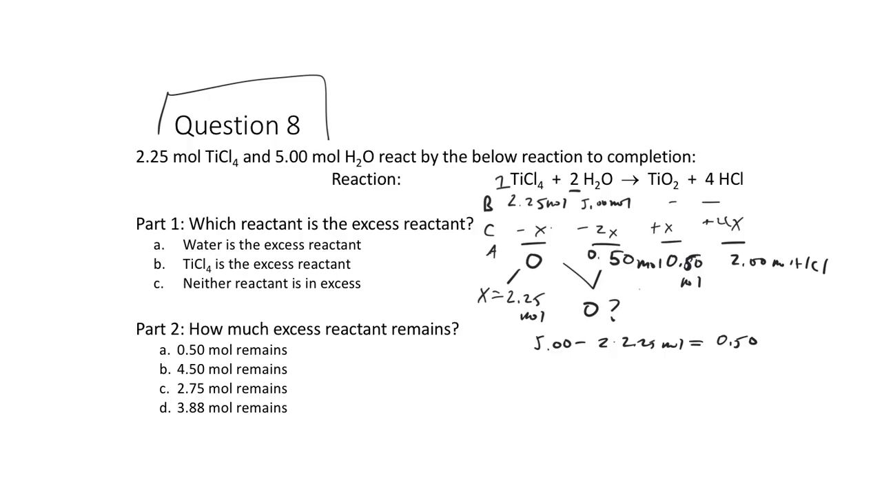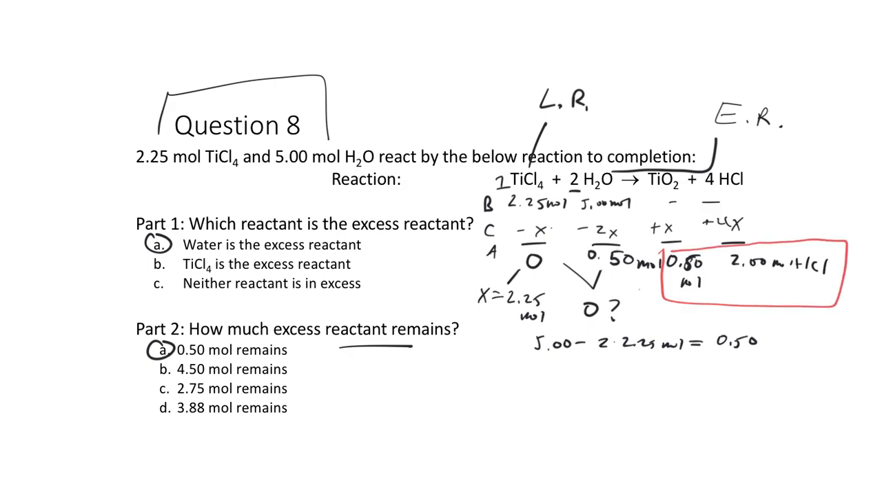So TiCl4 in this example went to 0, so this is the limiting reactant. And then the excess reactant, the one left over, is water. So water is the excess reactant. How much of the excess reactant remains? Half a mole. Now, this information over here, we were technically not asked this information here. We could have either filled it in like we did here just to kind of complete the chart, or perhaps neglected it and not worried about it.